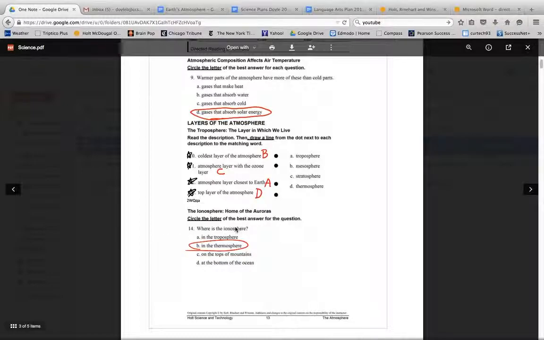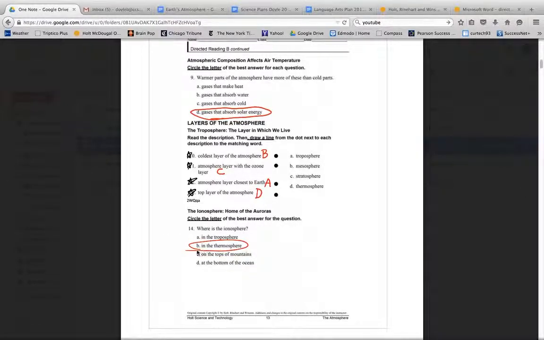Fourteen, where is the ionosphere? That's part of the thermosphere. So it's kind of like a little section of the thermosphere we call the ionosphere.